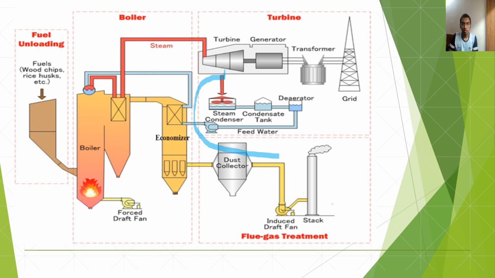This is the part of the cooling system. This is the steam condenser. The steam condenser cools the steam into water, and this is a water tank. The water tank stores water, and this is a deaerator, which removes dissolved gases. You can see here.